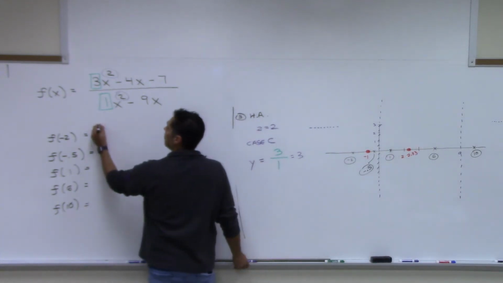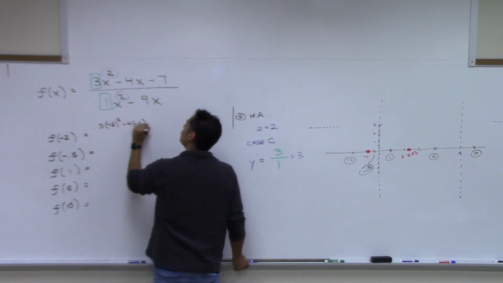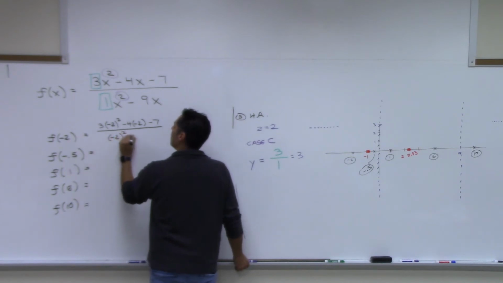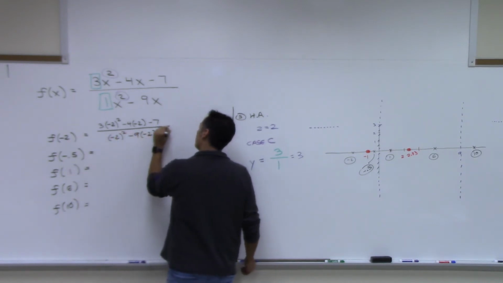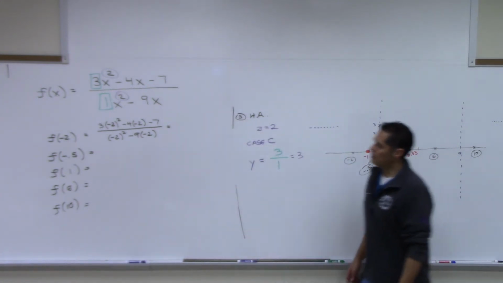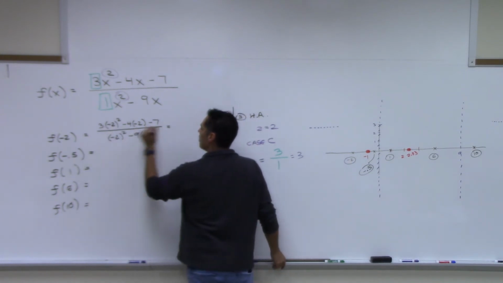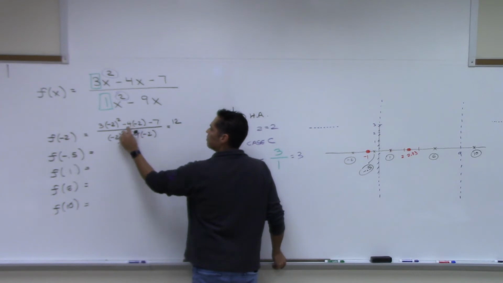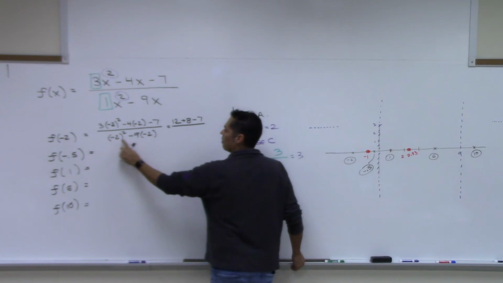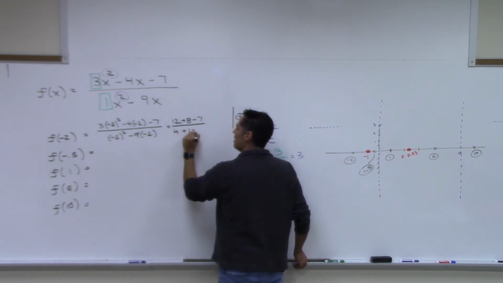So I've got to do 3(-2) squared minus 4 times -2 minus 7, over (-2) squared minus 9 times -2. Order of operations. Be careful here. Anytime you square a negative, it becomes positive. So this should give me 3 times 4, that's 12. 2 negatives multiply to be positive, so plus 8 minus 7 over 4. 2 negatives multiply to be positive, so plus 18.